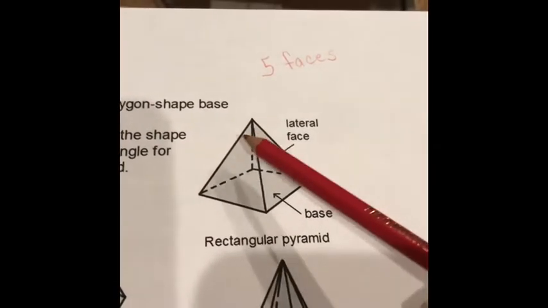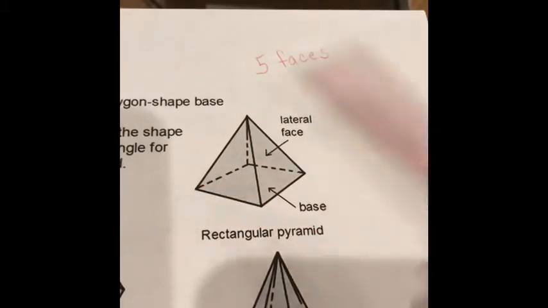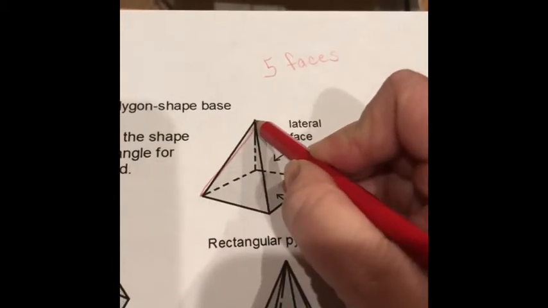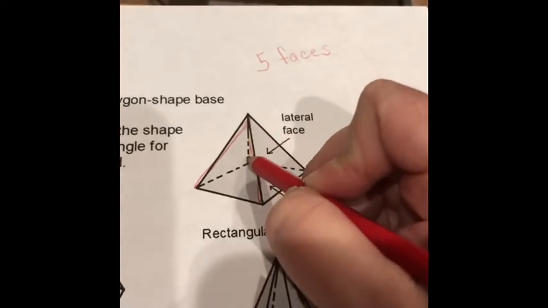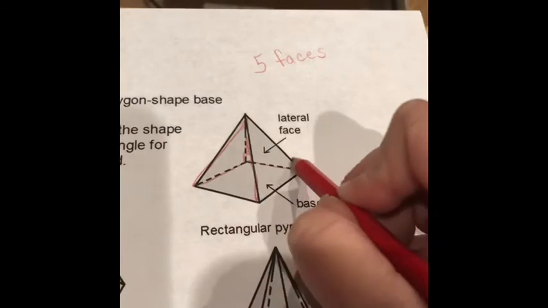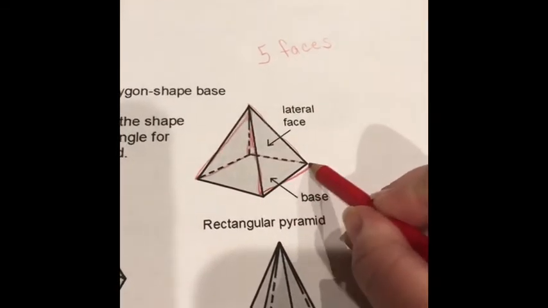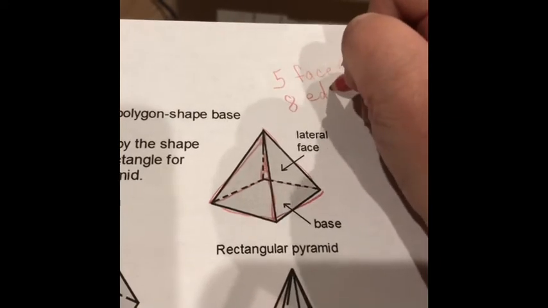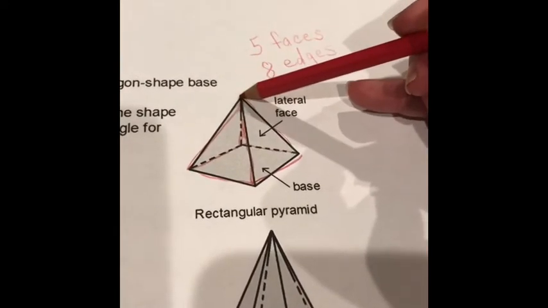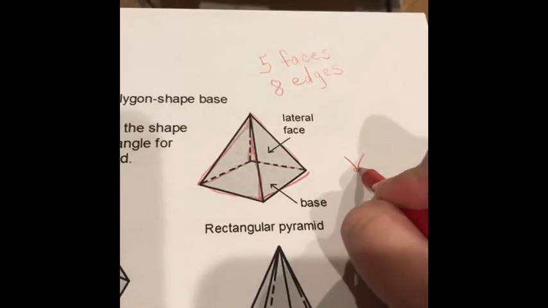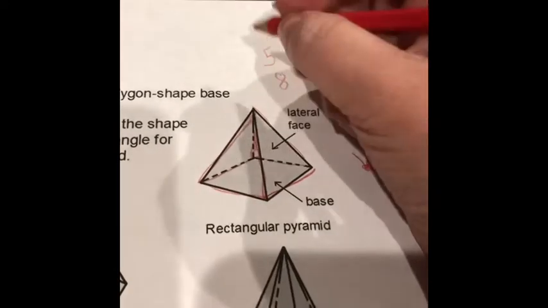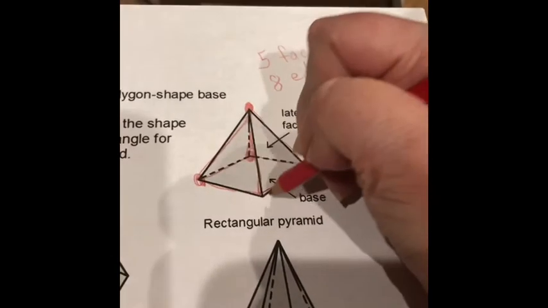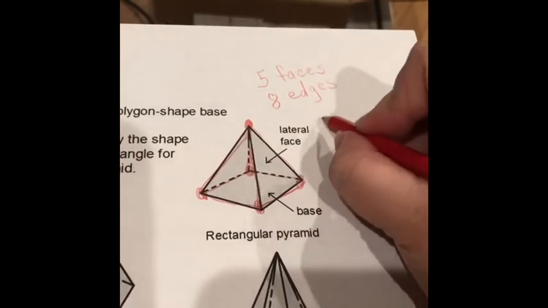And then the edges are where the faces meet. It's like the outlines of the shape. And I like to kind of color them in or trace them as I count. So there's 1, 2, the one in the back, 3, 4, 5, 6, 7, 8. So the rectangular pyramid has 8 edges. And the vertices are the corners. Think about the V in the word vertices. The vertices are the corners of the shape, and I like to dot them as I count. 1, that one in the back, 2, 3, 4, 5 vertices.